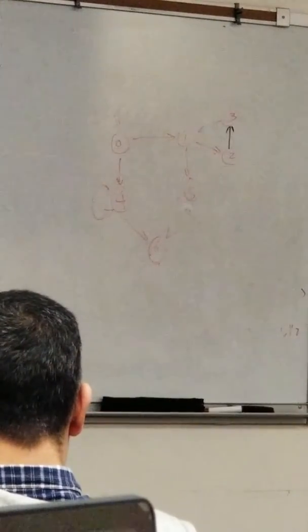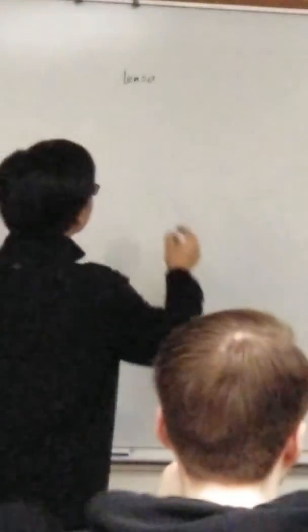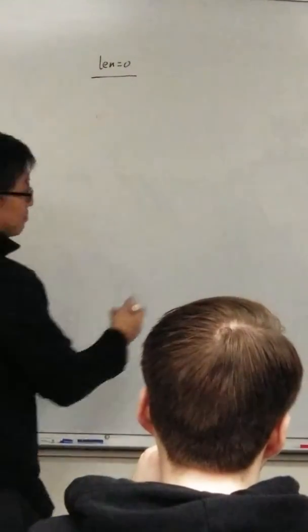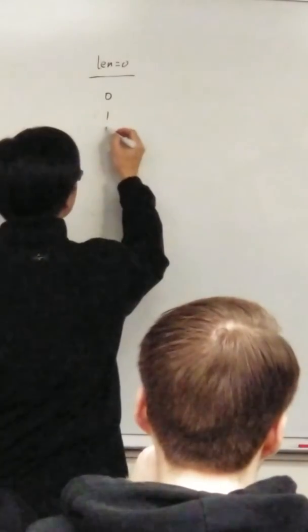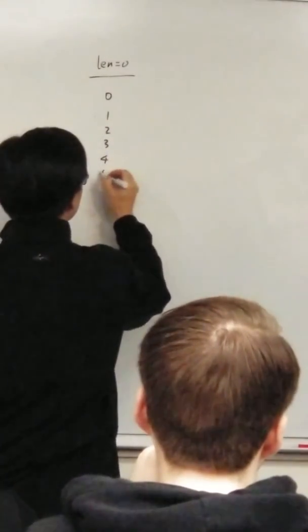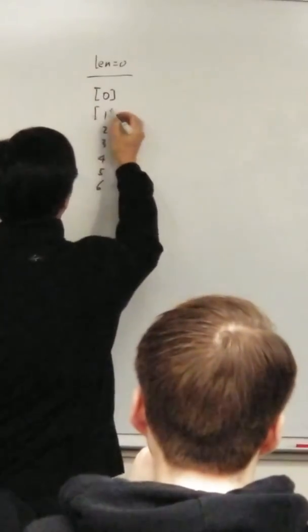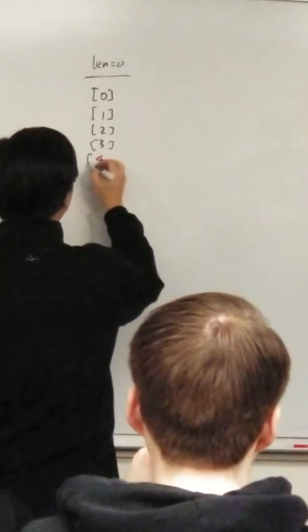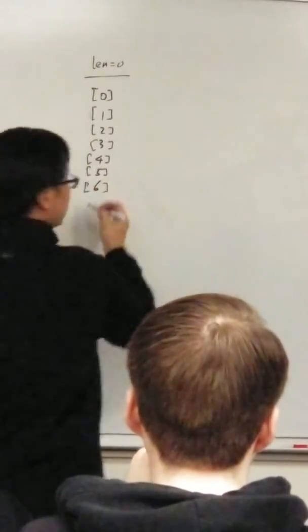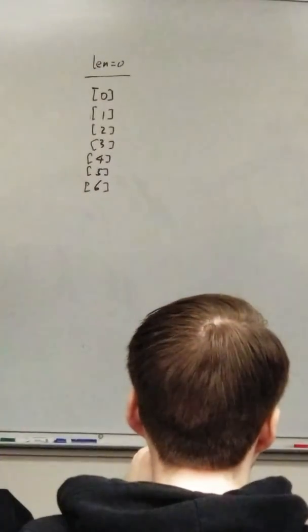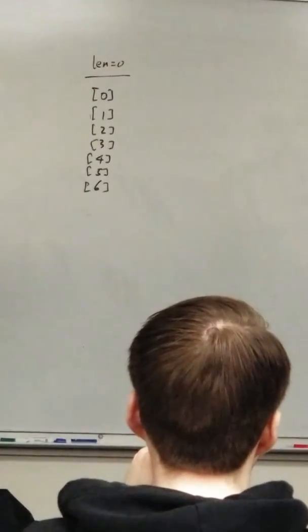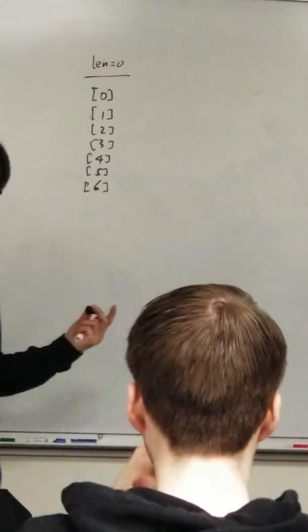Okay, so when we go from length 0, what would be all the simple paths of length 0? Basically all the nodes. 6. So I'm going to use the bracket to represent the path. That would be all the paths of length 0. Remember, the length is the number of edges you have in a path.